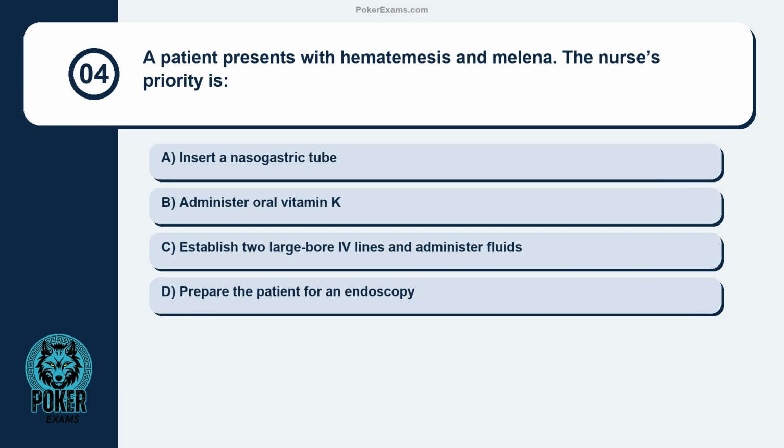Question 4. A patient presents with hematemesis and melena. The nurse's priority is insert a nasogastric tube, administer oral vitamin K, establish 2 large-bore IV lines, and administer fluids. Prepare the patient for an endoscopy.